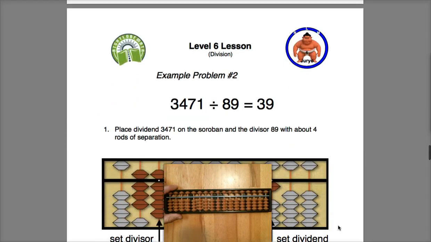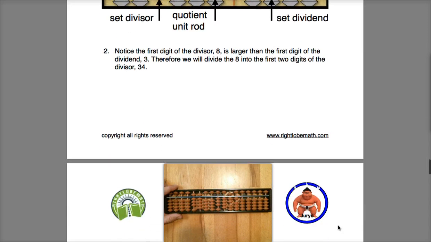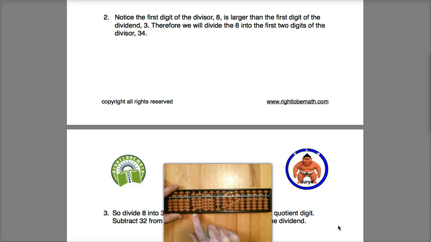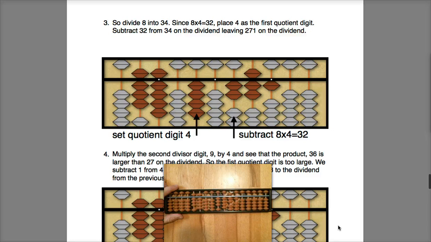Okay, let's go ahead and look at a second example. In this example, we have 3,471, and we're dividing it by 89. Okay. So let's take a look at this and see that our first divisor digit, 8, is larger than 3. So we're going to divide 8 into the first two digits, 34.